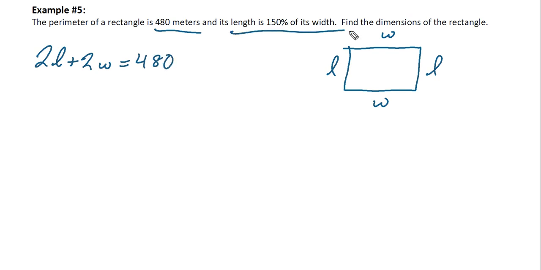Now it says its length is 150% of its width. Once again, trying to be confusing here. It's saying the length is 150% of the width, so L equals 150% of the width. 150% is just 1.5. So the length is 1.5 times W. That means instead of L, we can put 1.5W. So we're using substitution here.